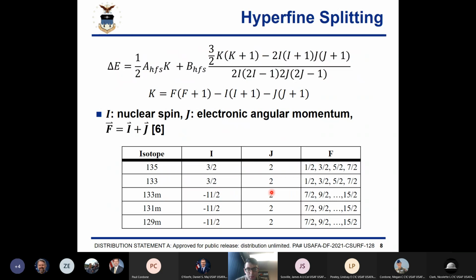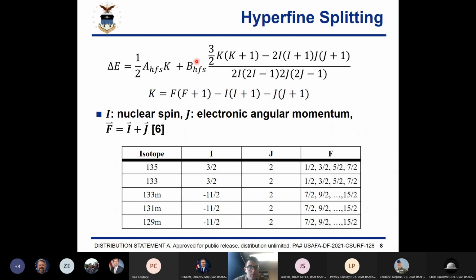Moving a little deeper into hyperfine splitting, I have the equation that governs that shown here. It's a little bit of a monster, so let me walk you through the important parts. First, you'll notice the quantum numbers I, J, and F. I corresponds to your nuclear spin, J corresponds to your electronic angular momentum, and F is the magnitude of the vector sum of I and J. And because F is defined in terms of a vector sum, it can actually take on many different values. So if you look down at the table, you'll see each isotope has many different possible F values, each one corresponding to a different hyperfine splitting.